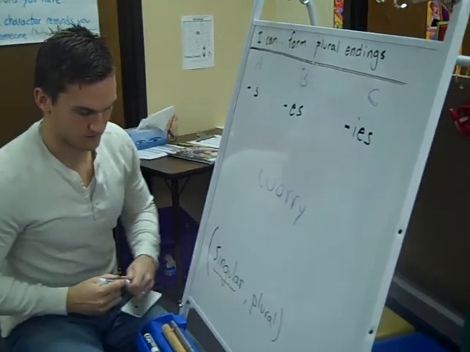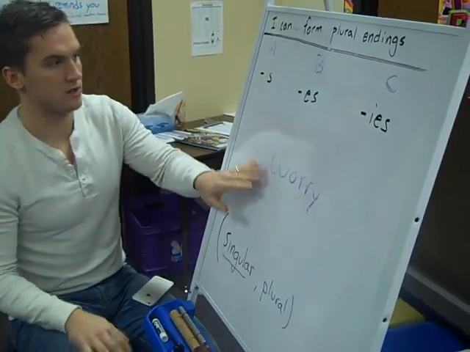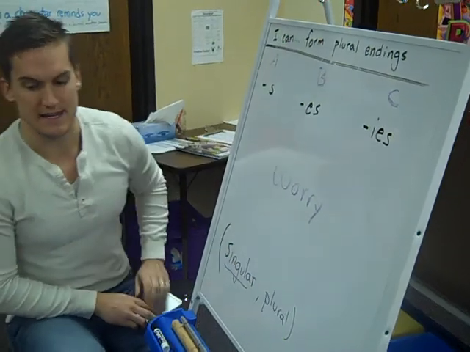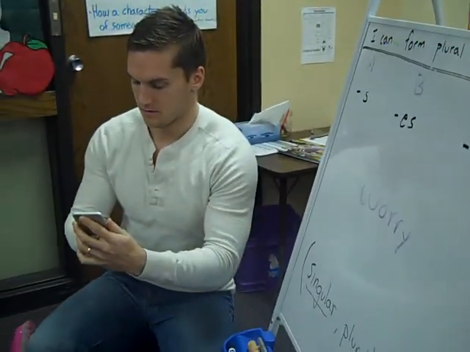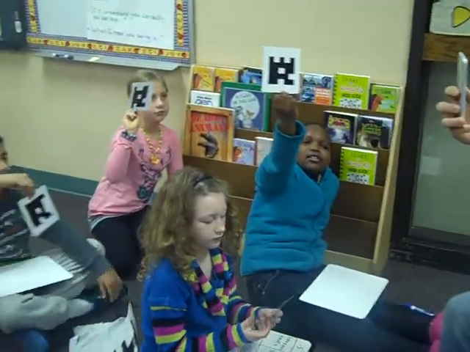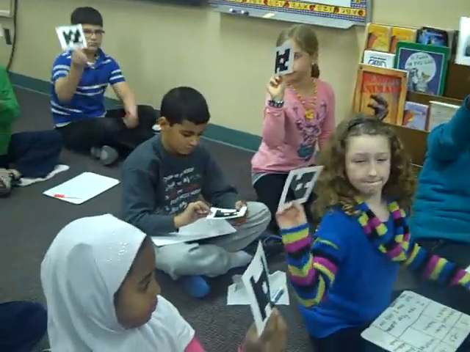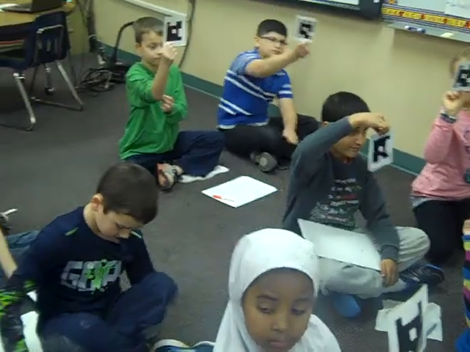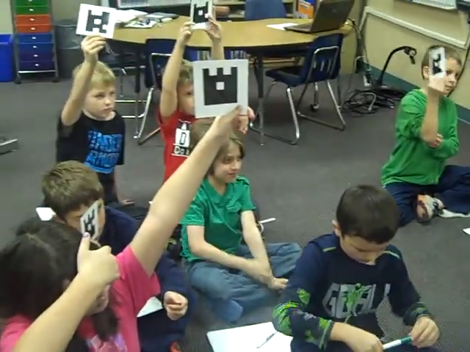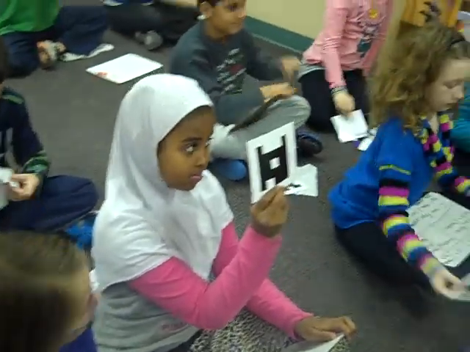Worry. To make worry plural, do you add an S, an ES, or an IES? Go ahead and vote. Gotcha. Yep. Alistair, straight up and down. Gotcha. Good. Ahmed. Yep. Emery. Yep. Okay. Plickers down.